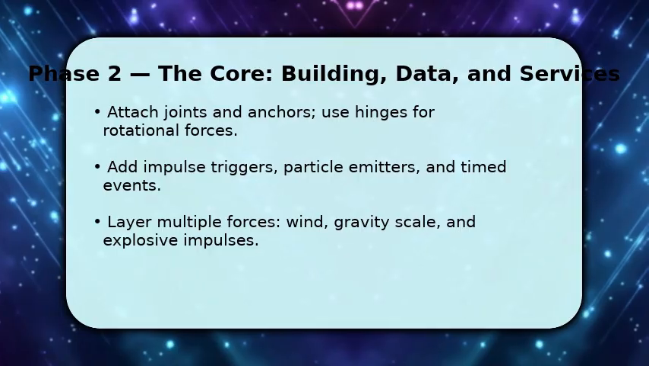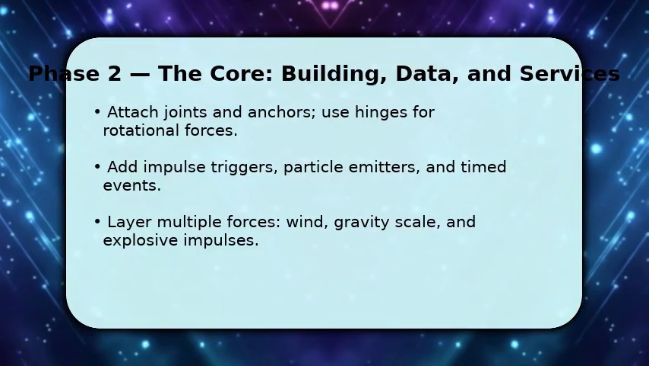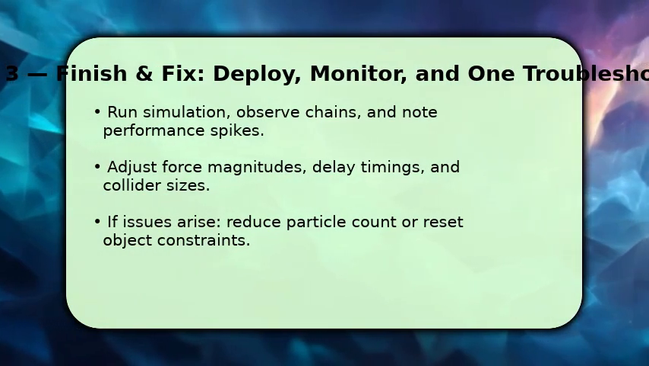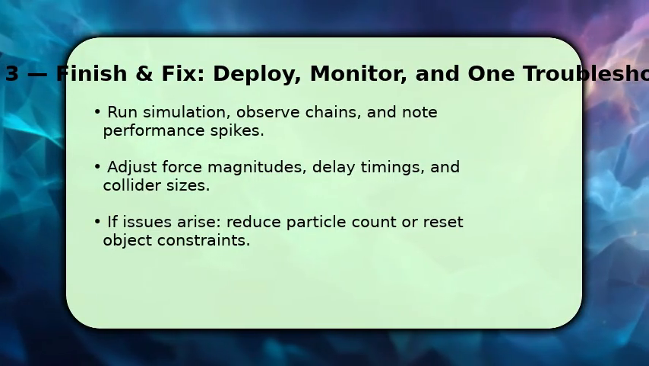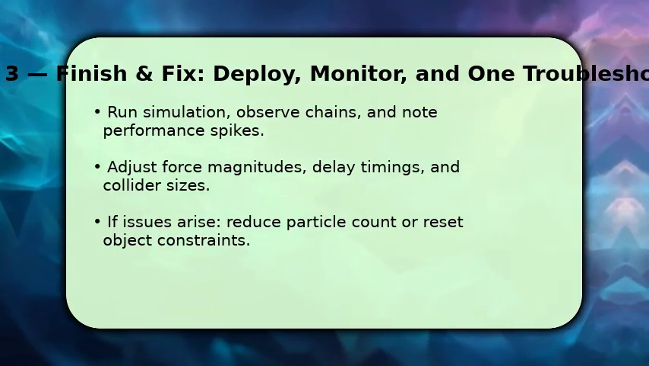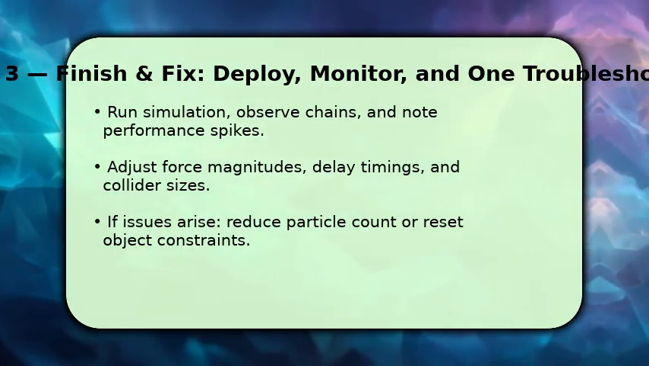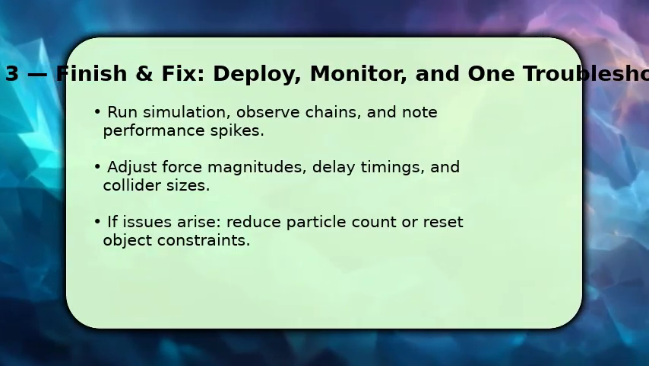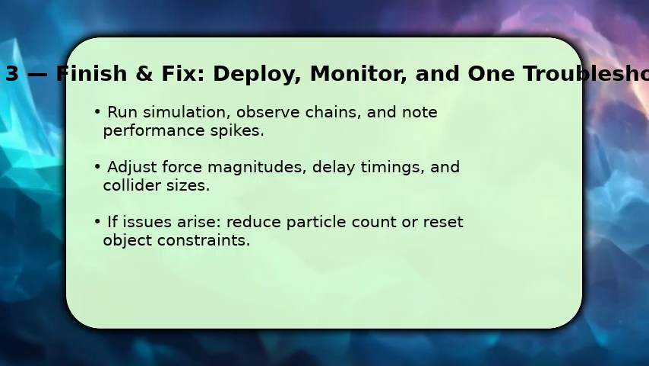You're ready to run the simulation. Press play and watch how cascades develop, then pause to note where chains stall or explode too violently. Make incremental adjustments to force magnitudes, delay timings, and collider sizes so interactions read as natural. Once satisfied, save the preset for reuse.